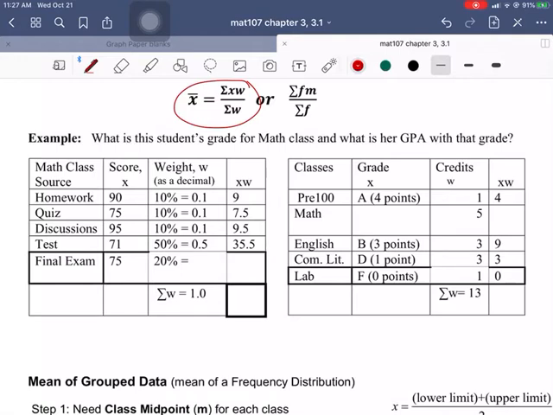Okay, so 90 times 0.1 is 9. 75 times 0.1 is 7.5, and so on. Don't forget how you're converting your percentage to a decimal. You are dividing by 100. Let me do it this way. If you have 10% and you divide it by 100, it moves the decimal from here and puts it here. Okay, so 0.1 for that.